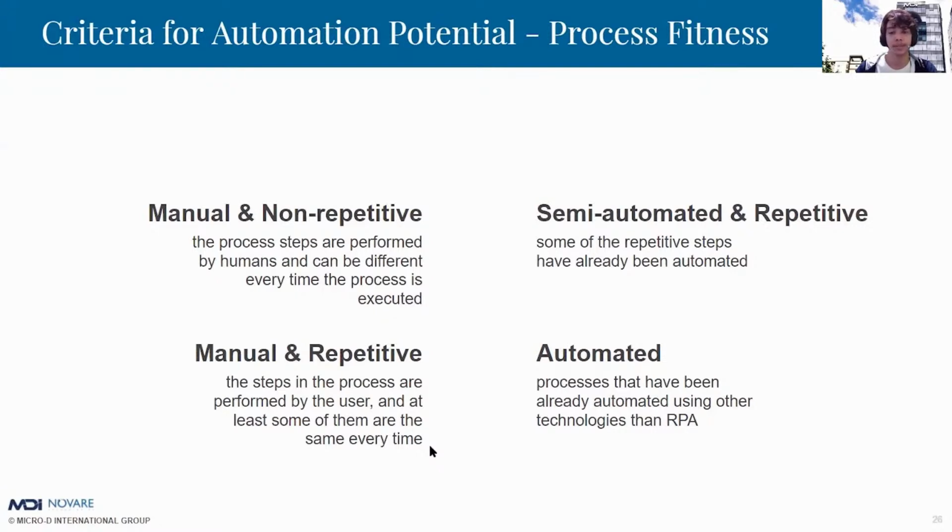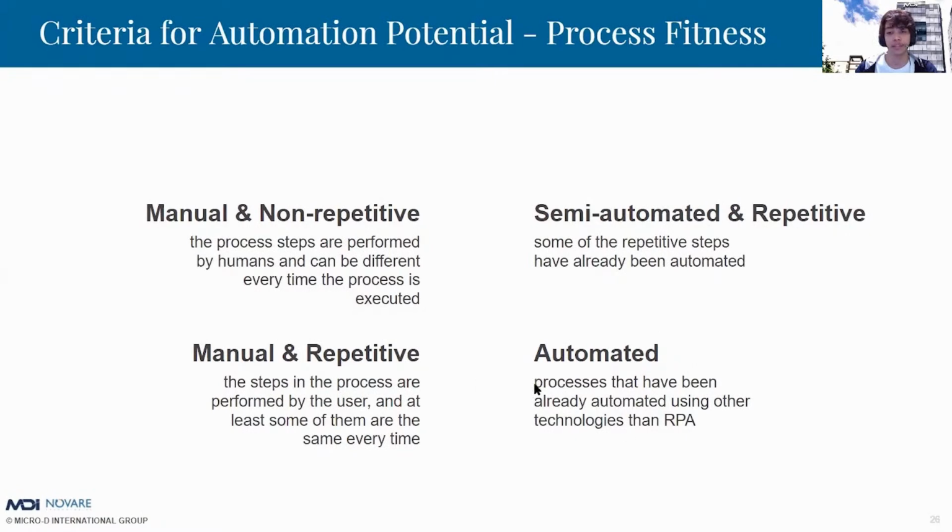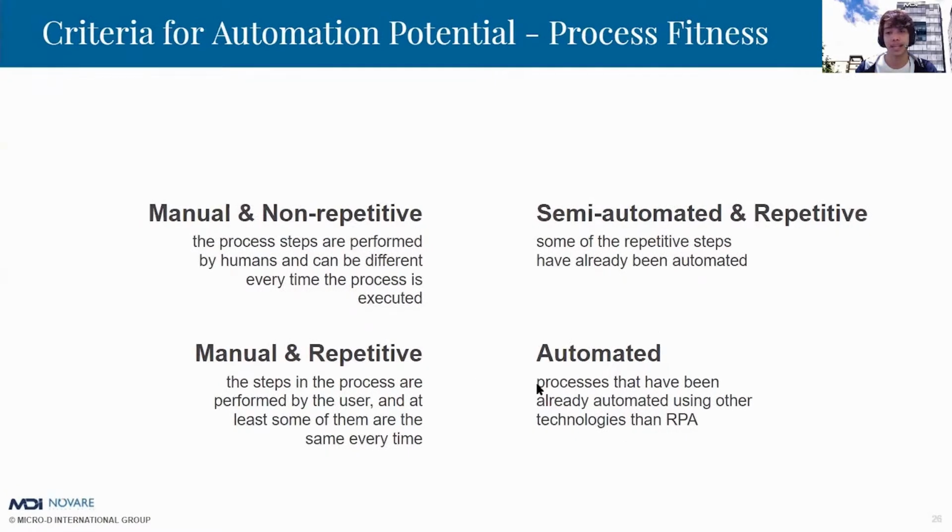The next one is semi-automated and repetitive. Some of these repetitive steps have already been automated, using maybe macros, Outlook rules, and so on. And finally, we have automated. These are processes that have been automated already using other technologies than RPA.